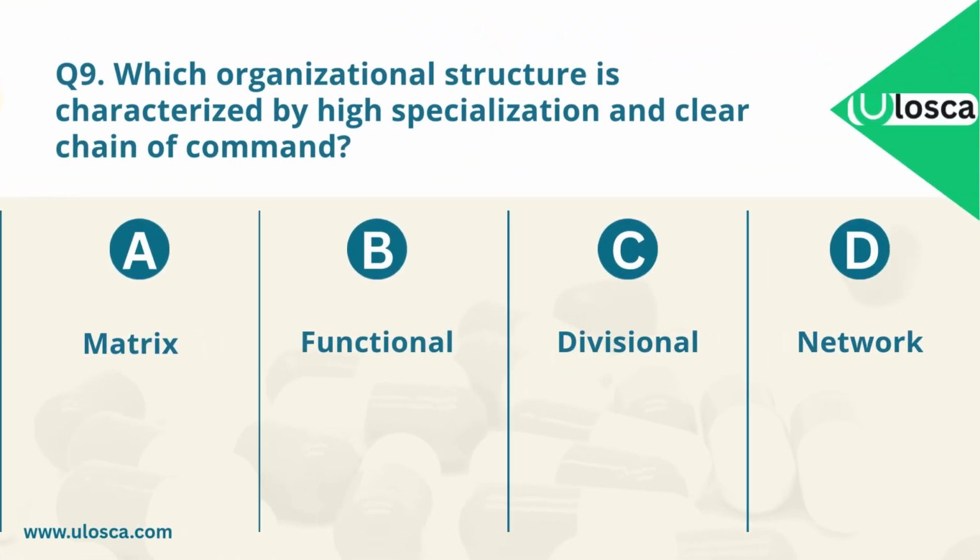Question 9. Which organizational structure is characterized by high specialization and clear chain of command? A. Matrix. B. Functional. C. Divisional. D. Network. Which one is the correct answer?